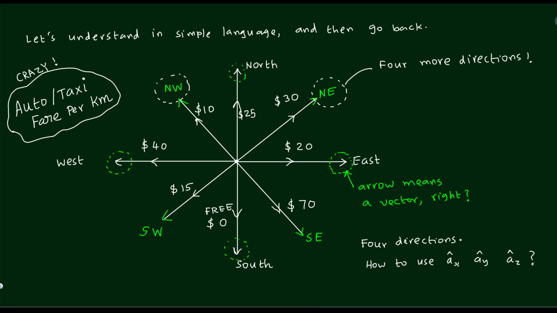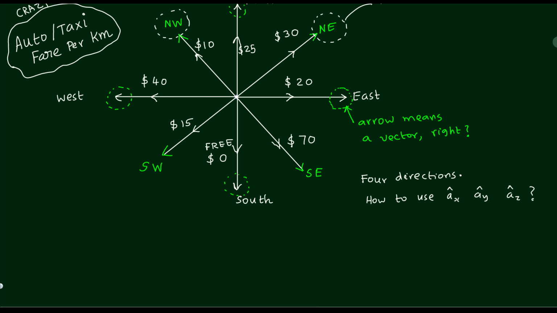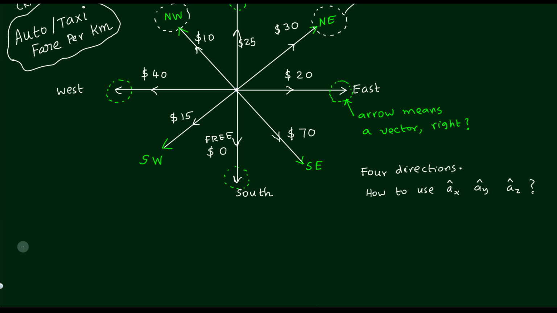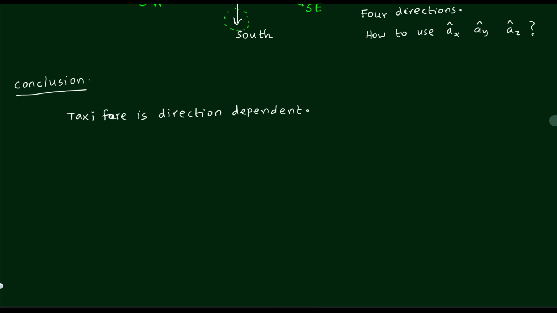This is the scenario that you have to understand, and we make a conclusion. I'll write it down. What did you understand? Our conclusion is that the taxi fare depends on the direction. How much money you have to pay depends on the direction in which you are going to travel. Such a thing is known as a direction dependent quantity, or directional dependence.